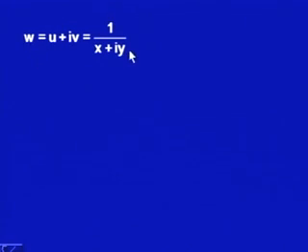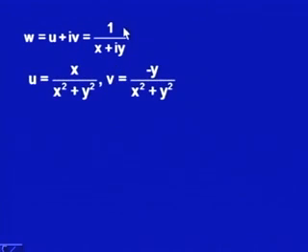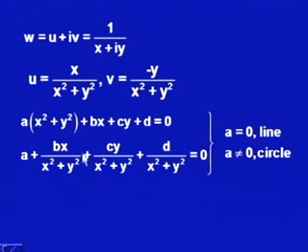Let me rewrite this. W is equal to u plus iv as 1 upon x plus iy, and we can simplify it. So, u is equal to x over x square plus y square and v is equal to minus y over x square plus y square. This can be obtained by getting rid of this plus iy in the denominator. So, we will have u is equal to this expression and v is equal to this.